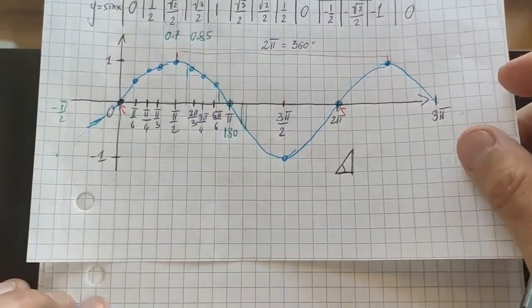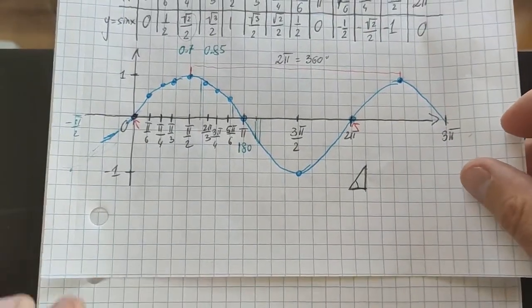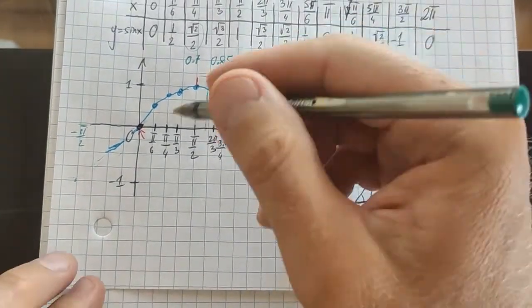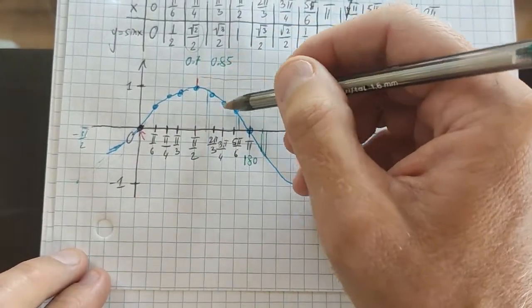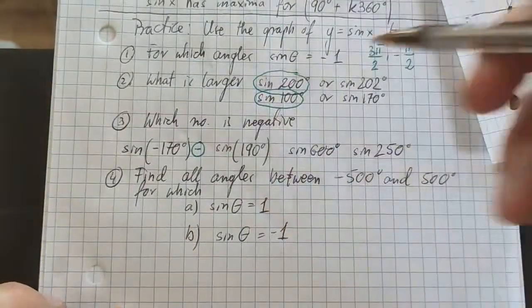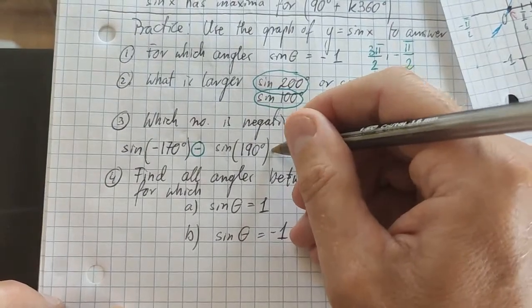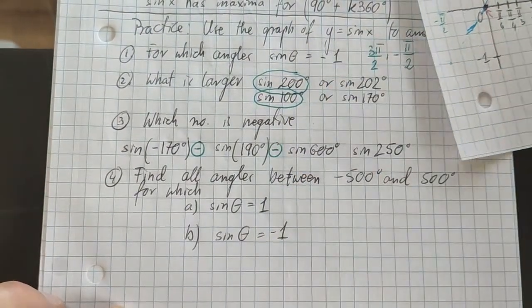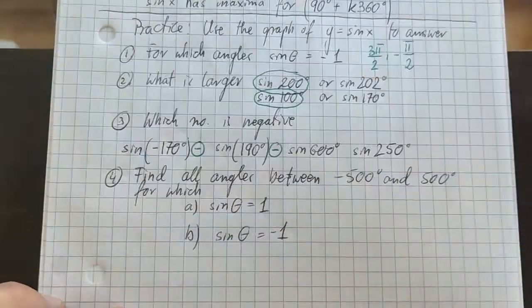Sine of 190. Alright, so this time I'm moving in the positive direction. 190 will be just past 180. It's also negative.